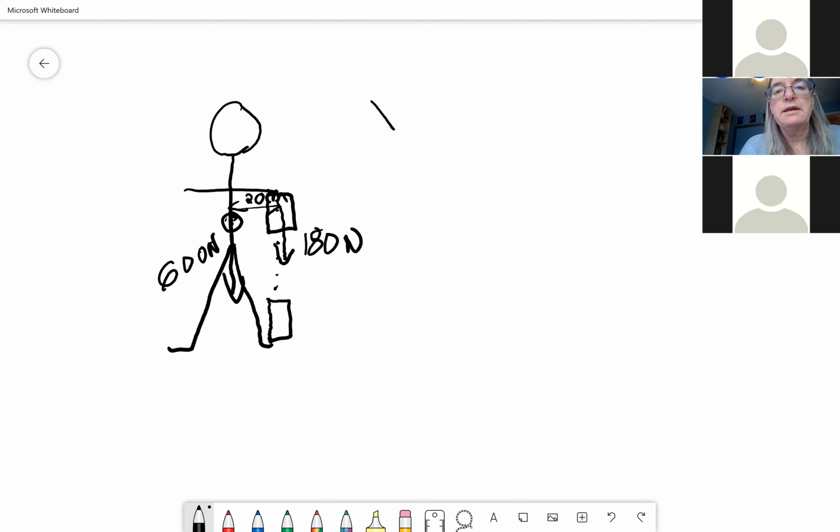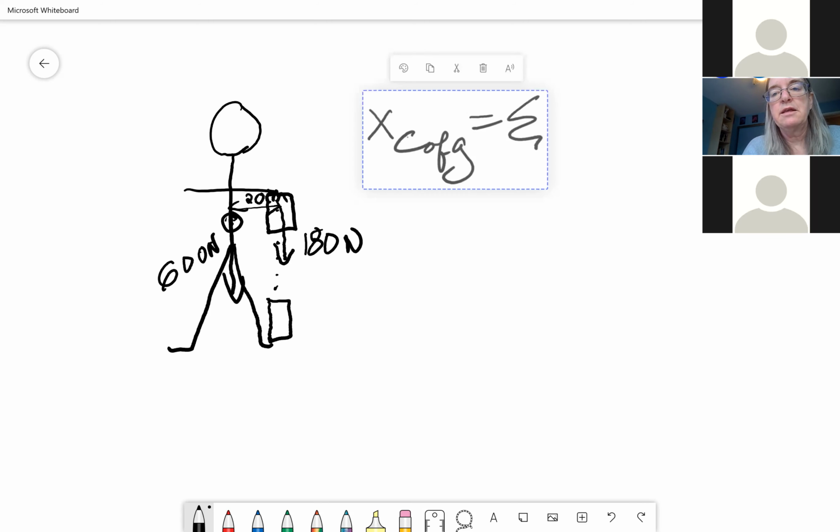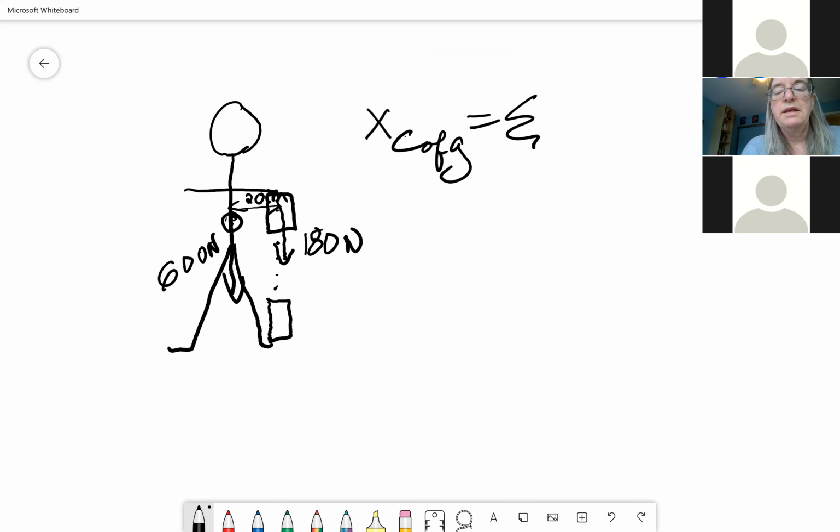So to get the x c of g, we get the sum of the masses times x of i, where i just means the different parts. In this case, there's 2: the person and the suitcase. And this fancy symbol is the sum of, and this is the sum of the mass. Well, the sum of the mass is the 2 added together.